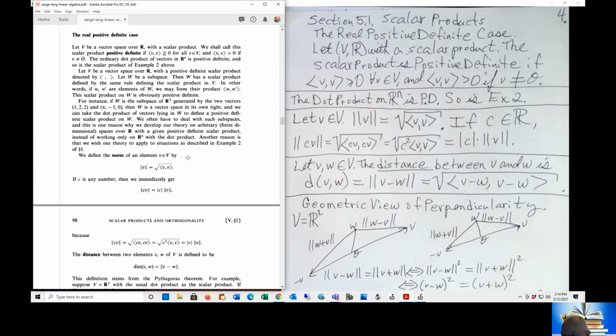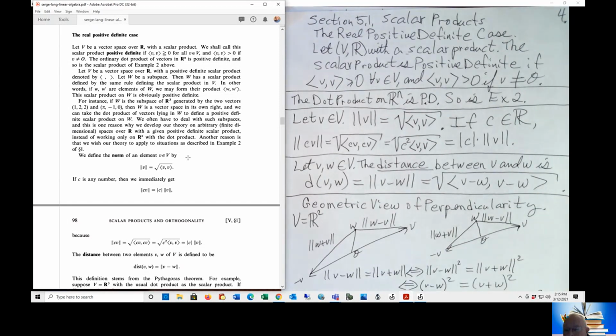The dot product on Rn is positive definite. So is the one from example 2 where we had the continuous functions and the scalar product was defined by the definite integral. But now notice we didn't say that the dot product on Kn is positive definite. In particular, if you look at the complex numbers, Cn, it is highly not positive definite.